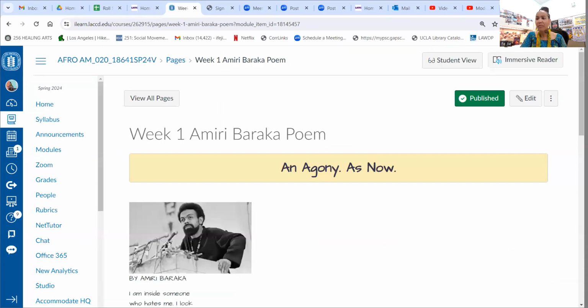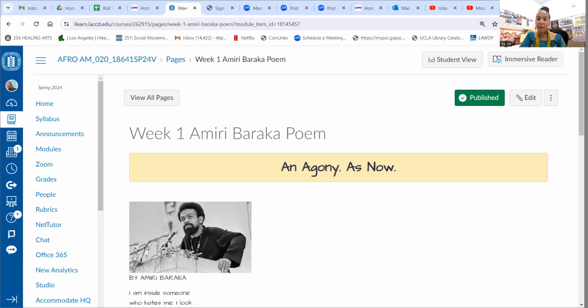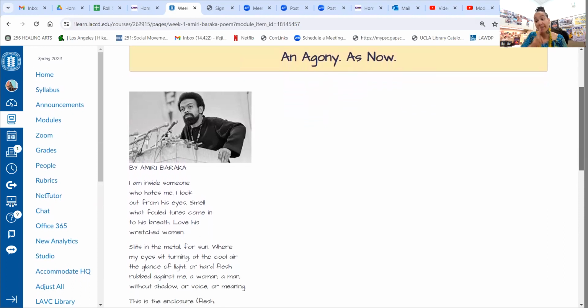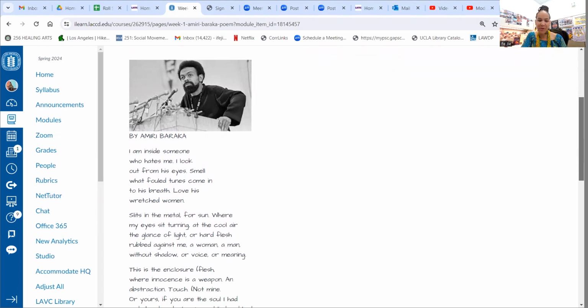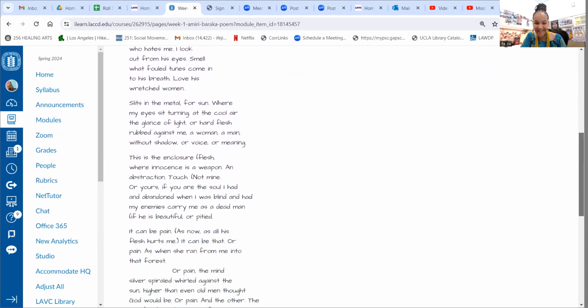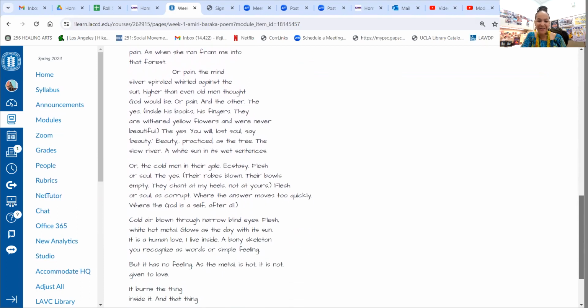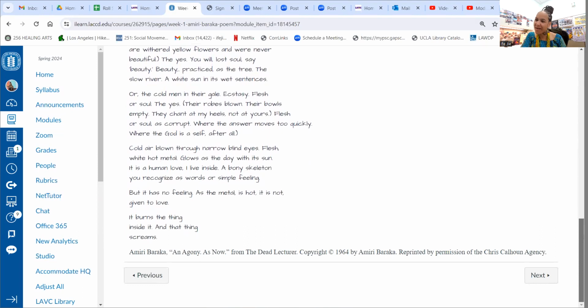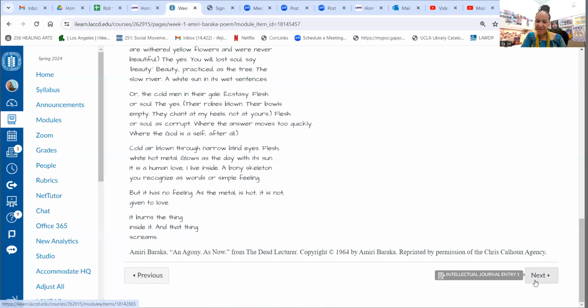And then our focus for each module will have some type of reading that we'll focus on, okay? We might have several readings, but we'll focus only on one, all right? And so for this particular module, we're going to focus on this poem by Amiri Baraka. And the poem is called An Agony. As Now. And it's a beautiful poem, and I encourage you to read it out loud to yourself, right? And to explore this poem and really think about some of the concepts he talks about.